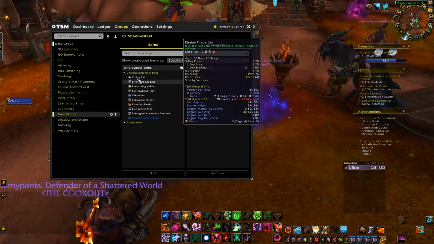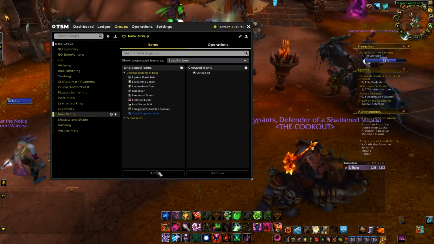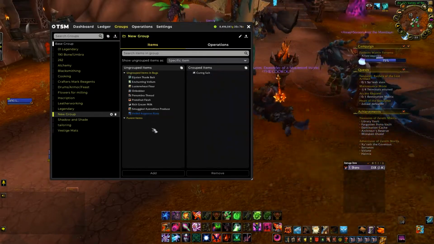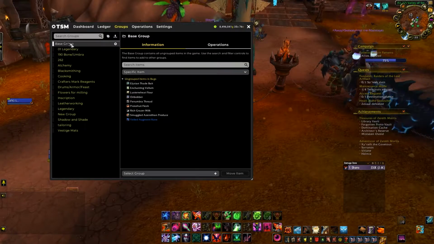bag. So if I wanted to, I could say, okay, I'm going to take the curing salt. I check mark it, add it. There it is. Easy enough. So that's items already in your bag. Now, if you need items that are not in your bag.